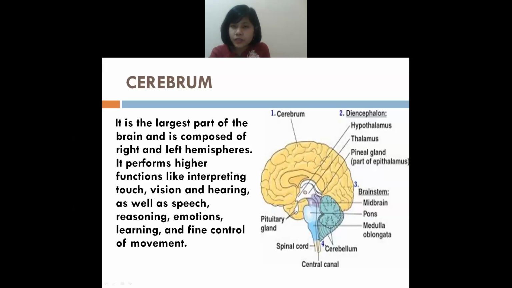So just by closing our eyes, you will just know it. That one is known as interpreting touch. Next is vision and hearing. Vision and hearing is what?